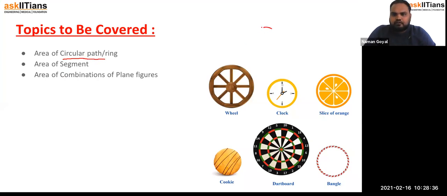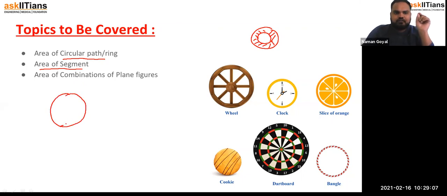If I give you a circular ring like this and ask for its area, this is known as a circular path, or we consider it a circular ring, right? So in today's lecture, we are going to learn how to find the area of these types of figures. First of all this, and after that, the area of a segment. You know what a segment is? I told you in the first lecture of this chapter.